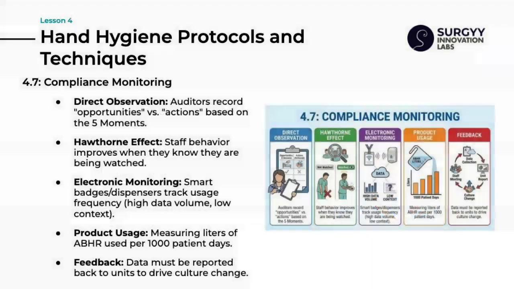Compliance monitoring is necessary to ensure these safety standards are met. Direct observation involves auditors recording actual actions versus opportunities based on the 5 moments. This can be influenced by the Hawthorne effect, where staff behavior improves simply because they know they are being watched. Electronic monitoring uses smart badges and dispensers to track usage frequency, providing high data volume though it lacks clinical context. Product usage is another metric, measuring the liters of alcohol rub used per 1,000 patient days. Ultimately, feedback is the most important element.